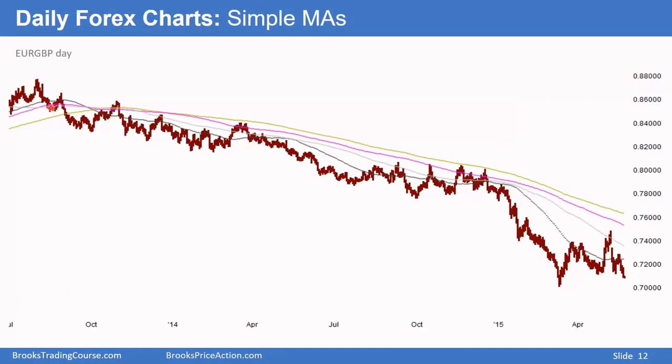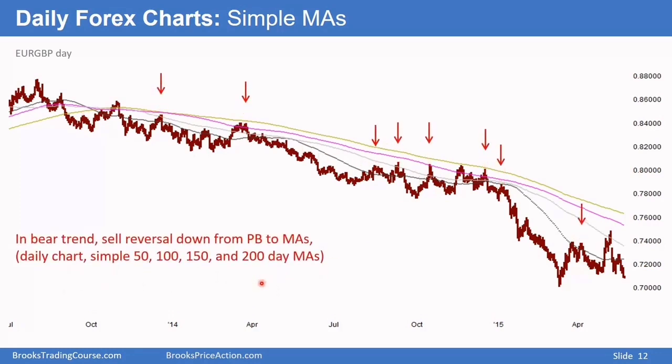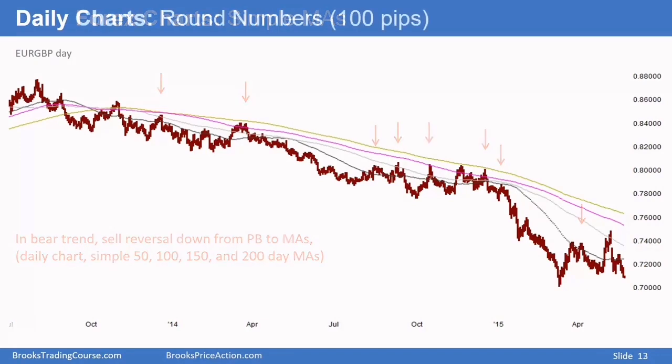A bear trend, the euro versus the British pound. And here are a series of simple moving averages. 50-day, 100-day, 150-day, and 200-day. Anytime the market gets near a line, if it starts to reverse down, traders will look to sell the reversal down. Simple moving averages provide support and resistance.